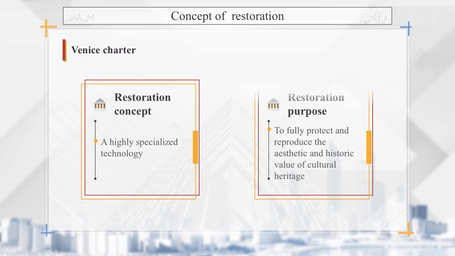Article 9 definition: restoration is a highly specialized technique whose purpose is to completely protect and reproduce the aesthetic and historical values of cultural relics and buildings, which must be based on original materials and conclusive historical documents, and must not be speculated in the slightest sense. Any unavoidable addition must be distinctly different from the original architectural appearance and be seen as contemporary. This is the definition of restoration in the Venice Charter.